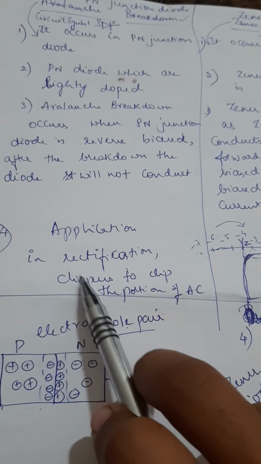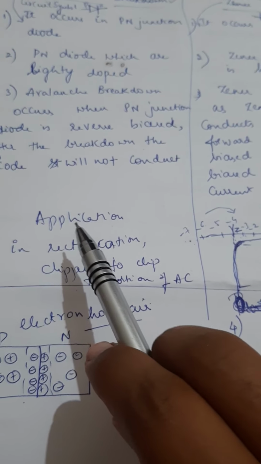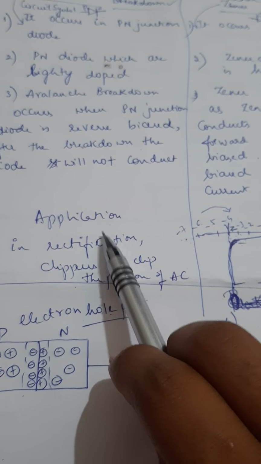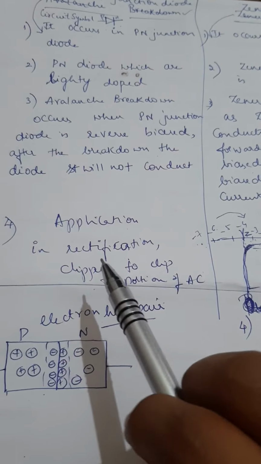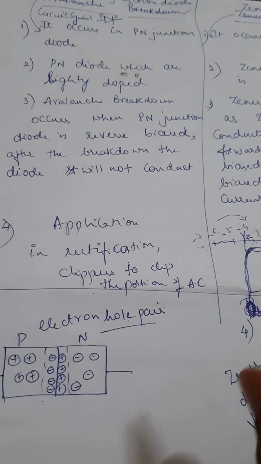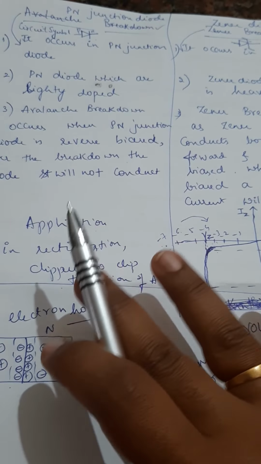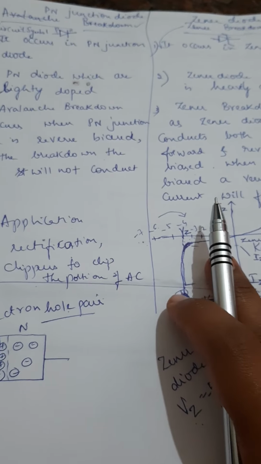Whereas the application of the PN junction diode, you can see in the half wave rectifier, full wave and bridge rectification. And also the PN junction diode is used in clippers to clip some portion of the alternating current. So hope you have understood the difference between the PN junction diode and the Zener diode.